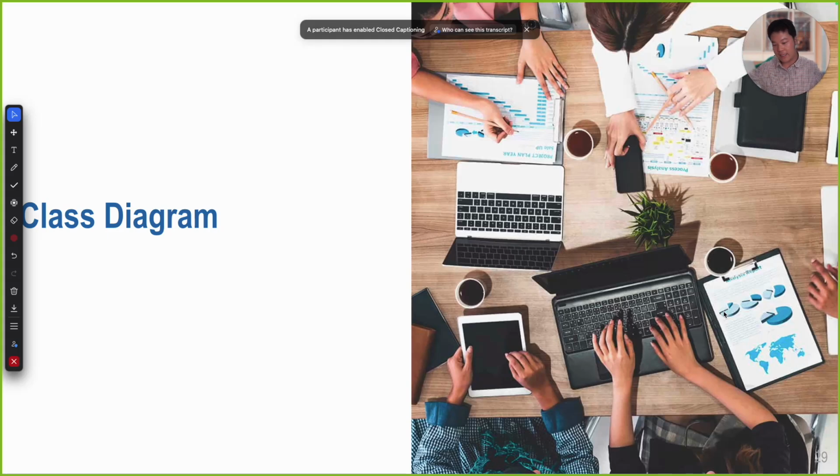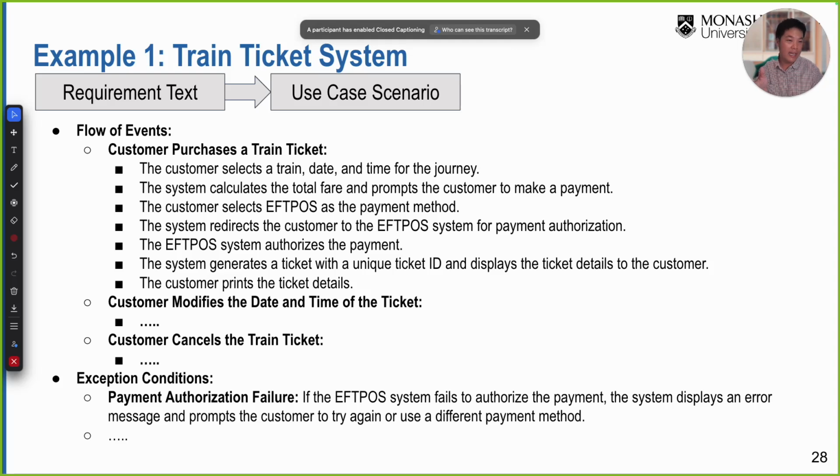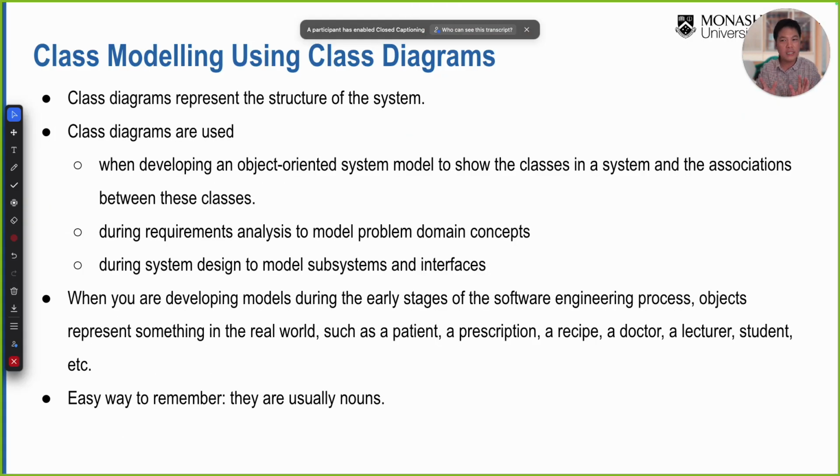Once we draw the use case diagram and write the use case scenario for each use case, now we can draw the class diagram as well, to show how each of the objects will interact with each other. For the train ticket system, as you can imagine, you may have different objects here: the customer, the ticket, the payment system, and so on. What is a class diagram? A class diagram represents the structure of the software system, and we normally use it when developing an OO system, using an object-oriented programming language, to show how each of the classes in the system are associated or interact with each other. We're going to talk about association and multiplicity in the next few slides as well.